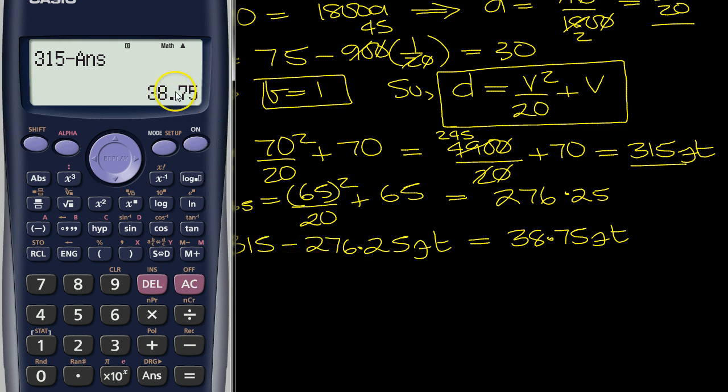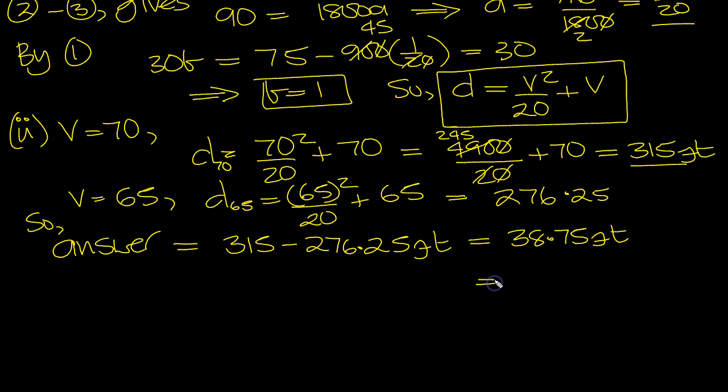38.75. Now, the 0.75 bit, there's 12 inches, isn't there, in a foot? So that's 3/4, so times that by 12, we get 9 inches. So you could write 38 feet, 9 inches, if you wished, but 38.75 feet is fine. Okay, so that's the answer.